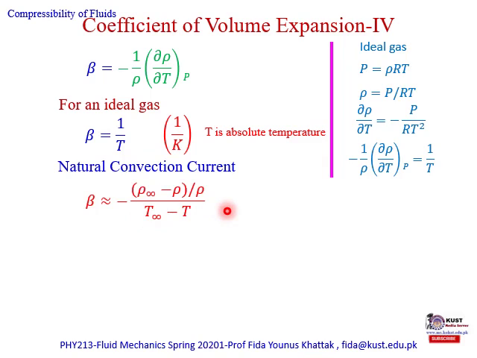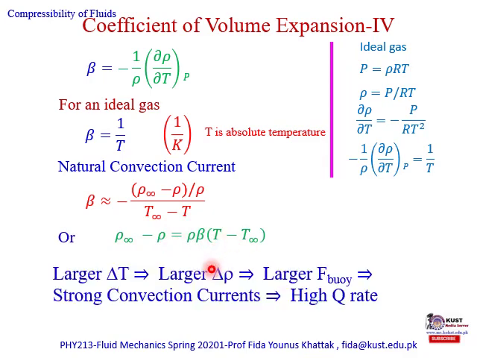In case of natural convection, because you don't want to be influenced by the region outside, the outside region is taken very remote, and we consider this to be at infinity. So the beta term could be defined in terms of rho subscript infinity minus rho over rho divided by T infinity minus T. And this we can write down as rho infinity minus rho is equal to rho beta into T minus T infinity.